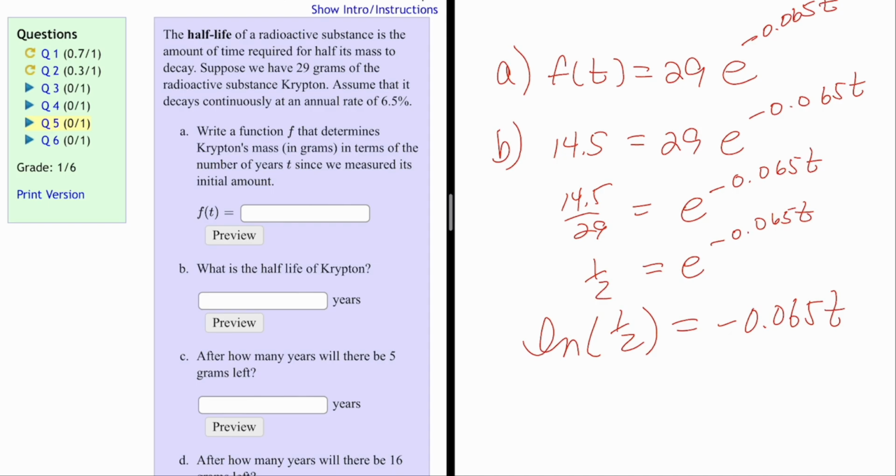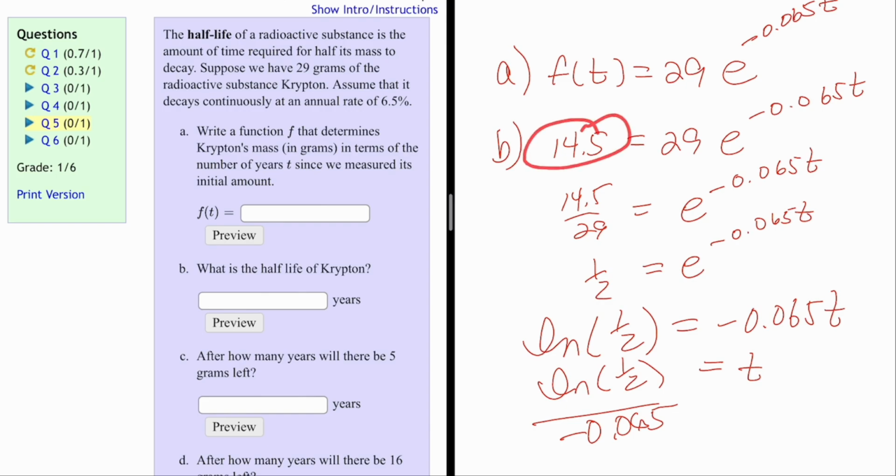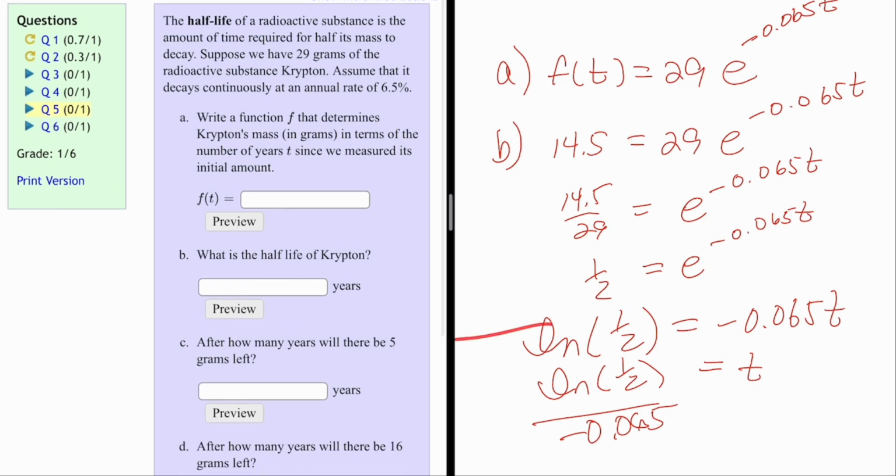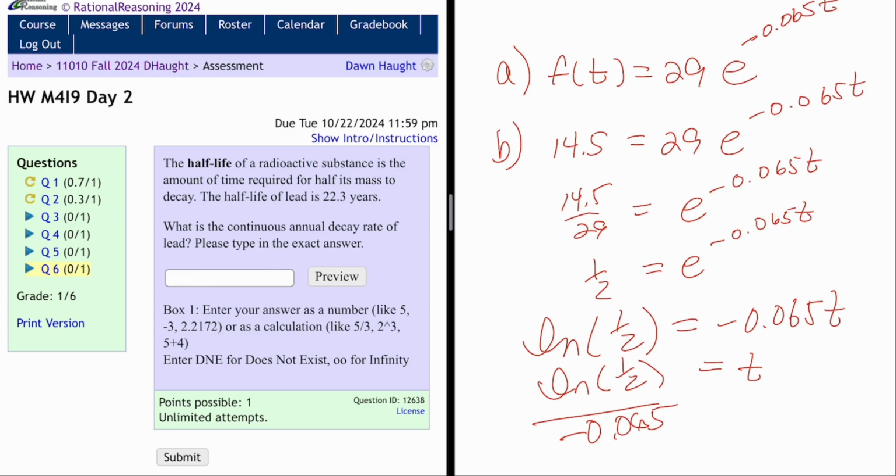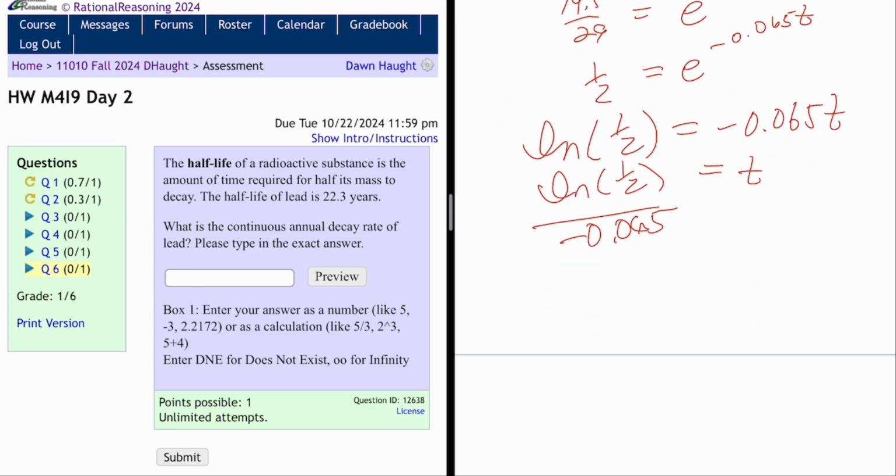So if we want to calculate that, don't forget to solve for t. It would be the natural log of 1/2 divided by negative 0.065. Okay. Now for C, instead of 14.5, do the exact same thing with 5. For D, do the exact same thing, but use 16 in the 14.5 spot. So if it mentions decay, make sure that you use a negative rate.